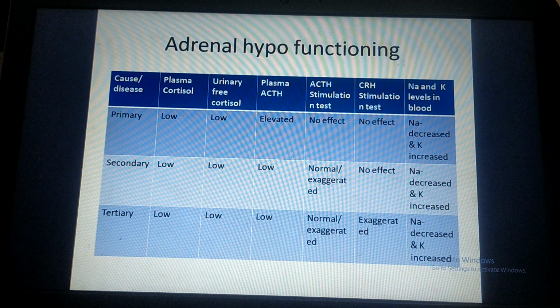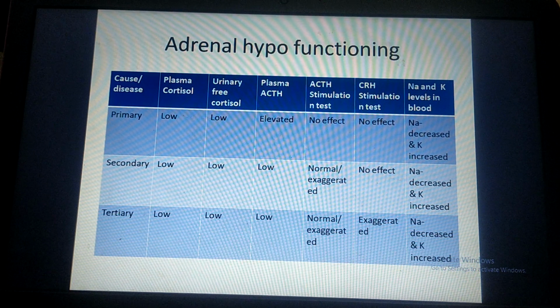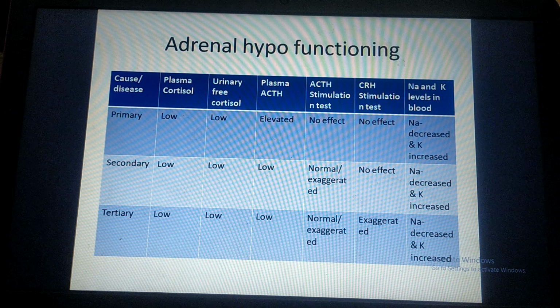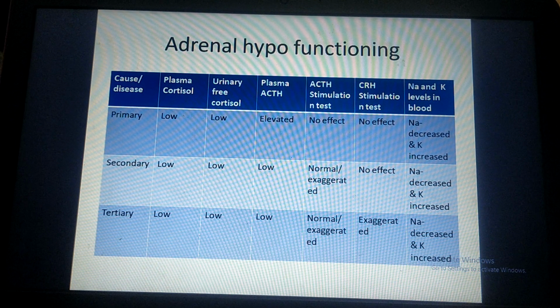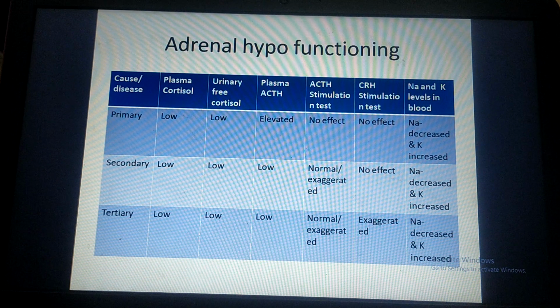If you perform an ACTH stimulation test by giving ACTH intravenously to the patient, you will find there is an exaggerated increase in the cortisol level. That means as soon as you give ACTH from the external source, it acts on the adrenal gland and stimulates the secretion of cortisol. So you can see either a normal cortisol level or a higher cortisol level after giving the ACTH stimulation test.